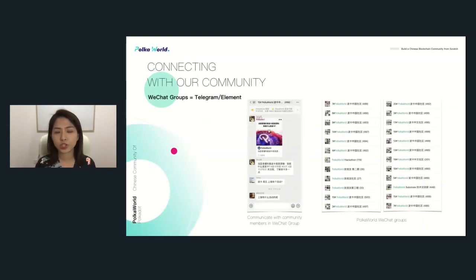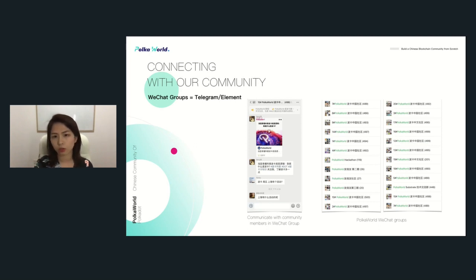And we use the WeChat groups to connect with our community. The WeChat groups work a little bit like Telegram or Element groups, where you can gather your community members and they can communicate with each other. And if people have any questions, they can ask you and you can answer them in those groups. So in PolkaWorld, we also have some volunteers to help us maintain the groups and also to answer some questions from the community.